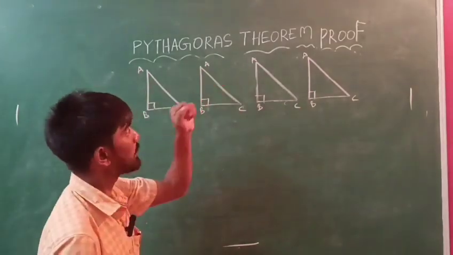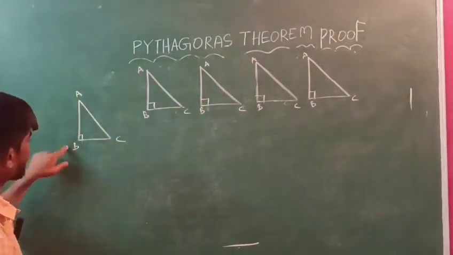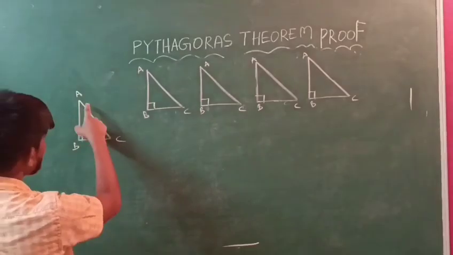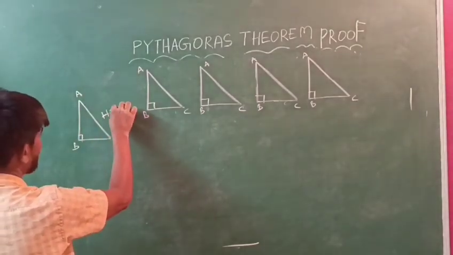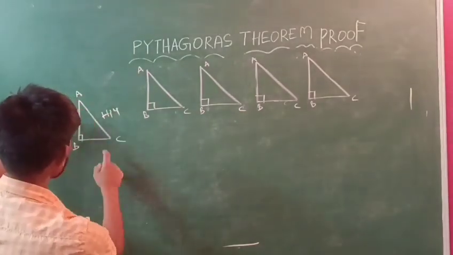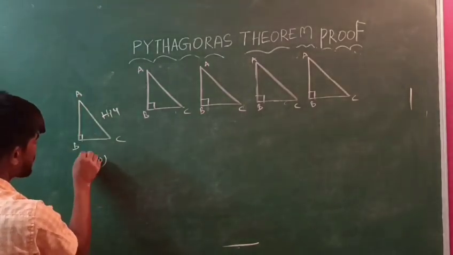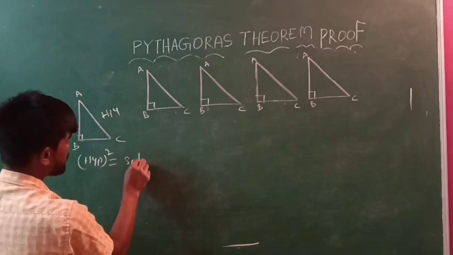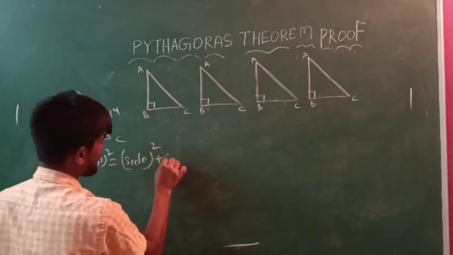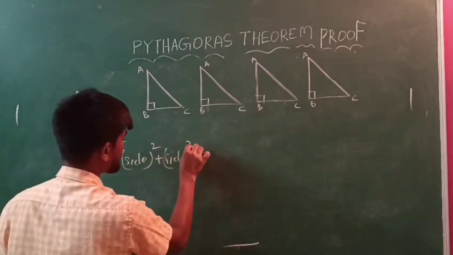Here, Pythagoras theorem proof means I'm taking a right angle triangle. Here AC is the hypotenuse. Hypotenuse is the longest side of the right angle triangle. Here the right angle is at B. Hypotenuse square is equal to side square plus side square.